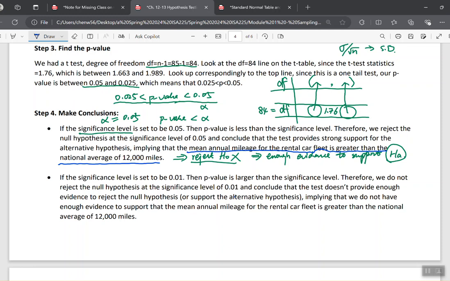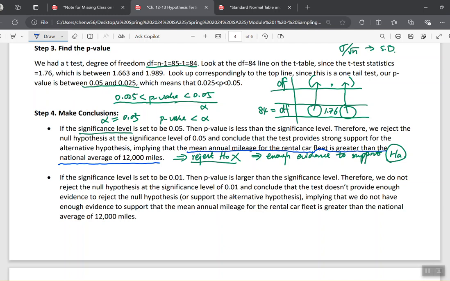We start with our statistical language because it is easy for us to go through the procedure. But at the end, we need to come back to our goal. We need to answer the customer's question in our human language.